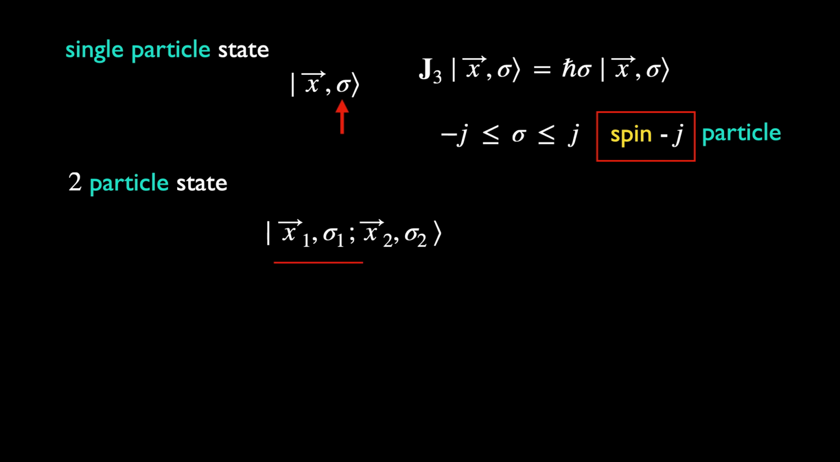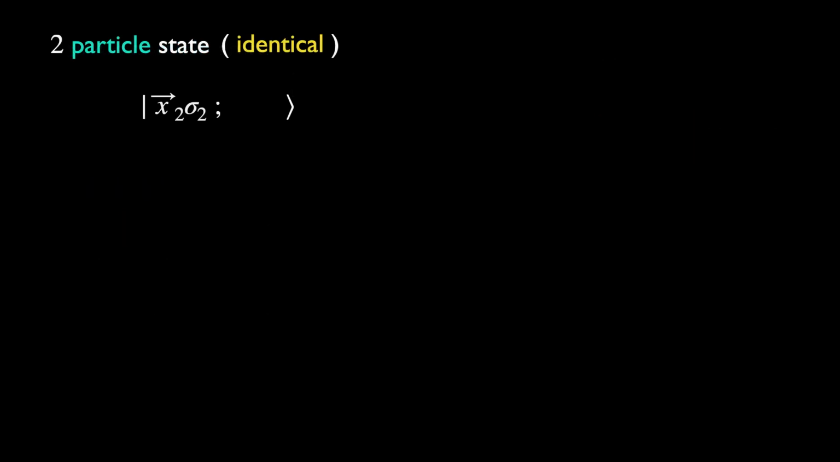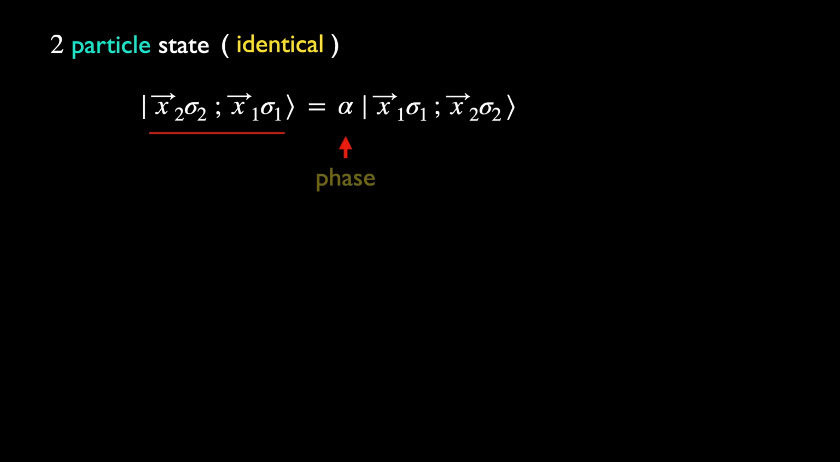Thus these two particles are identical and can only be distinguished by their states. Each particle is assigned its own slot within the two-particle ket. Let's see what happens when we exchange their states. This state should be equal to the original state up to an overall phase. That's because the two-particle state contains the same collections of states assigned to identical particles, and so should be physically indistinguishable from the original state.